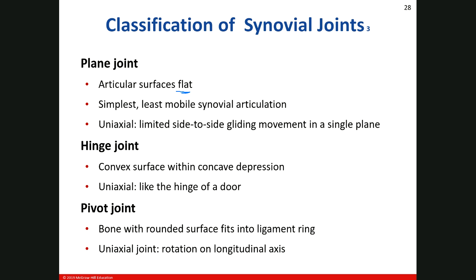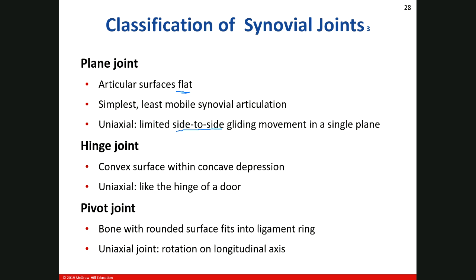So these type of joints will have a side-to-side gliding or forward and backwards gliding, okay? And I'll show you an example of that. Something like we'll see in our carpal bones, the wrist, okay? Or all those tarsal bones that you see in the foot, okay? Those are plane joints. They just slide, those bones will slide by one another, okay?